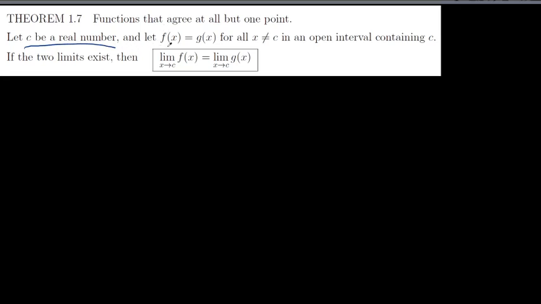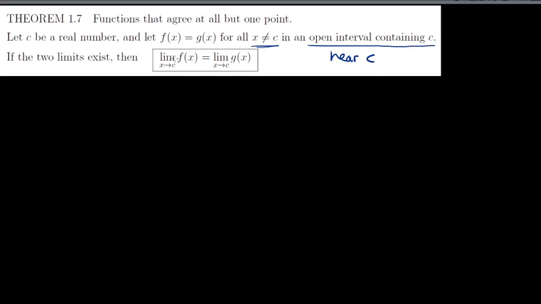And let's suppose that these functions are basically equal. They're essentially the same function, except at one point, except at x equals c, where they might be different. So for all x not equal to c, in some open interval containing c, that just means near c, not too far away from c.